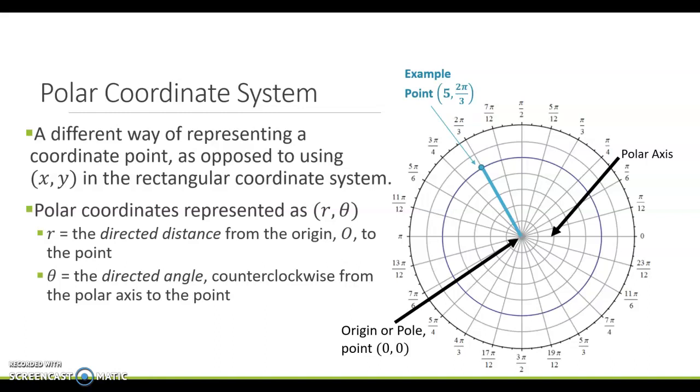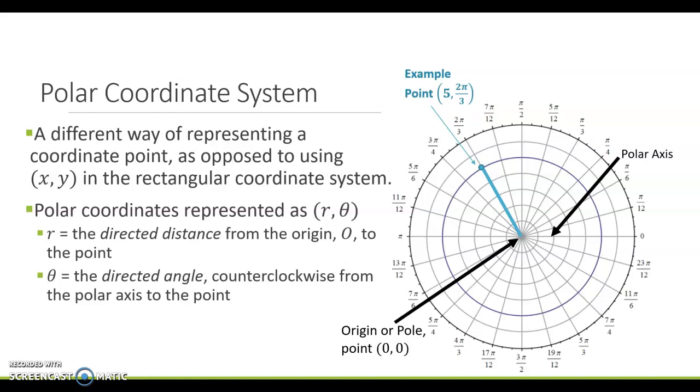So the polar coordinate system is just a different way of representing a coordinate point. Up until this point, you are used to using x, y rectangular coordinate points on an x, y coordinate graph. That's what you're used to. So this is a whole other coordinate system. You can see what it looks like here on the right.